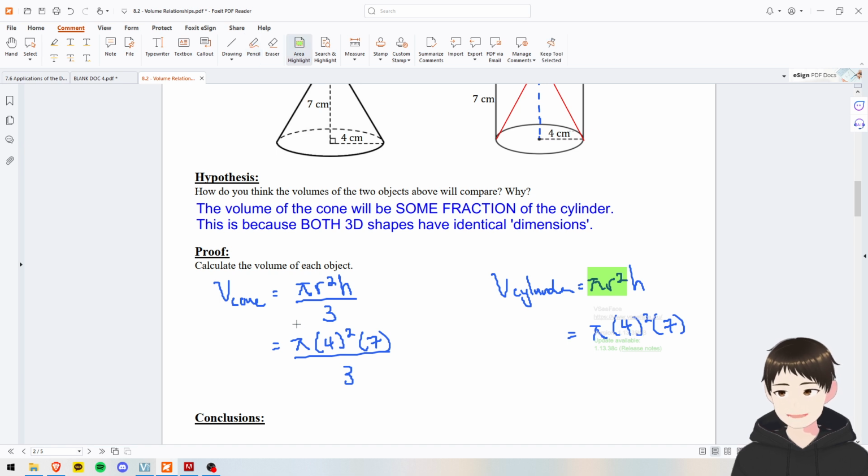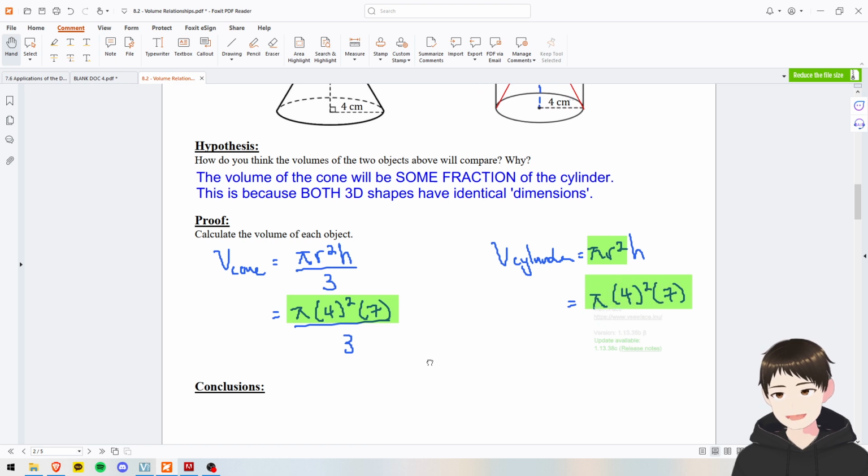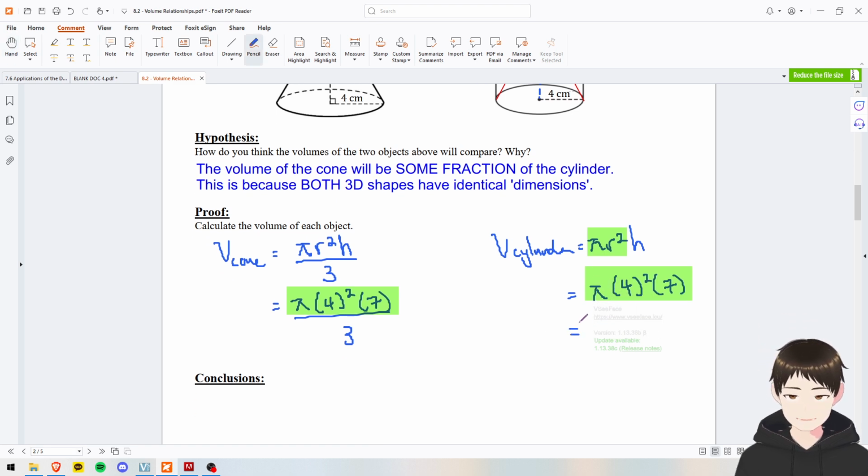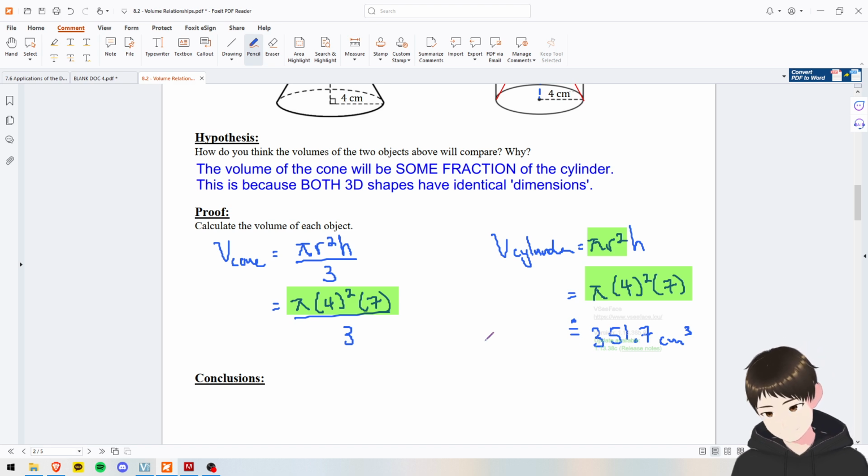So just like that, once again, as long as the dimensions are the same, the volume of the cylinder shows up inside the formula for the volume of the cone, just dividing by 3 every single time. So for a cylinder, let's use 3.14 as pi, the volume is approximately 351.7 centimeters cubed. That same number is here, but divided by 3. So this is approximately 117.2. Once again, approximately.